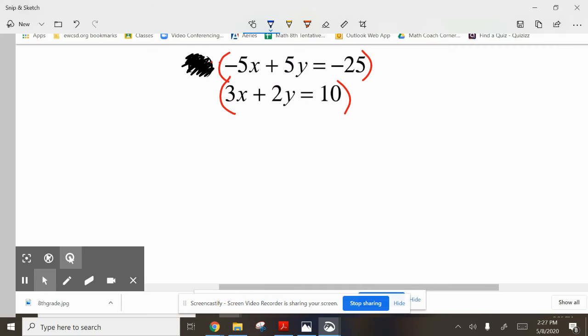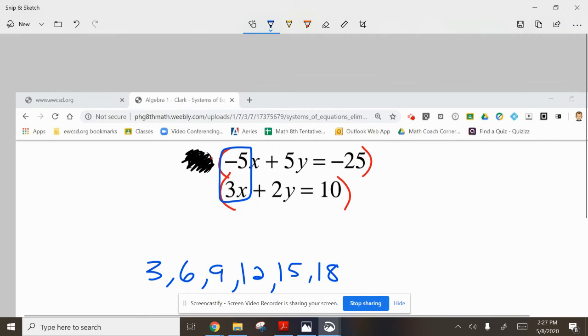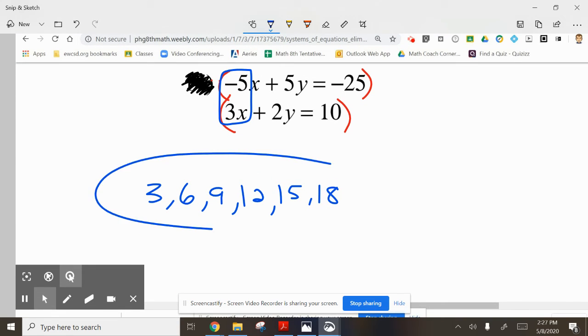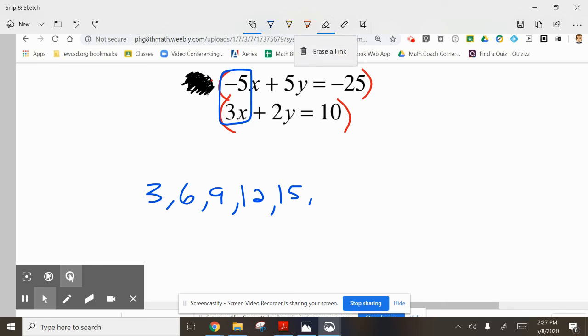What if I said, of these two numbers, what is the lowest common multiple? We used to do lowest common denominator with fractions. What if we did 3? What are the next multiples? 6, 9, 12, 15, 18. Okay. And I'm going to stop there. Does 5 go into any of them? And guess what? What if we wanted to change this to 15x and negative 15x? Could we do that? And the answer is yes.